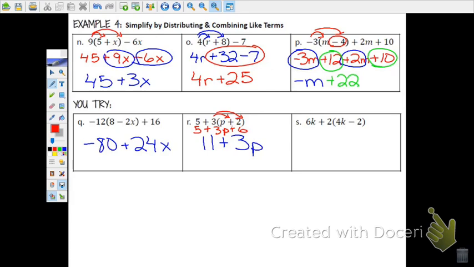So the same kind of thing applies for S. You should get a final answer of 14k minus 4. And again, we had to do this distribution before we combine like terms. So that is our lesson on distributive property and combining like terms.